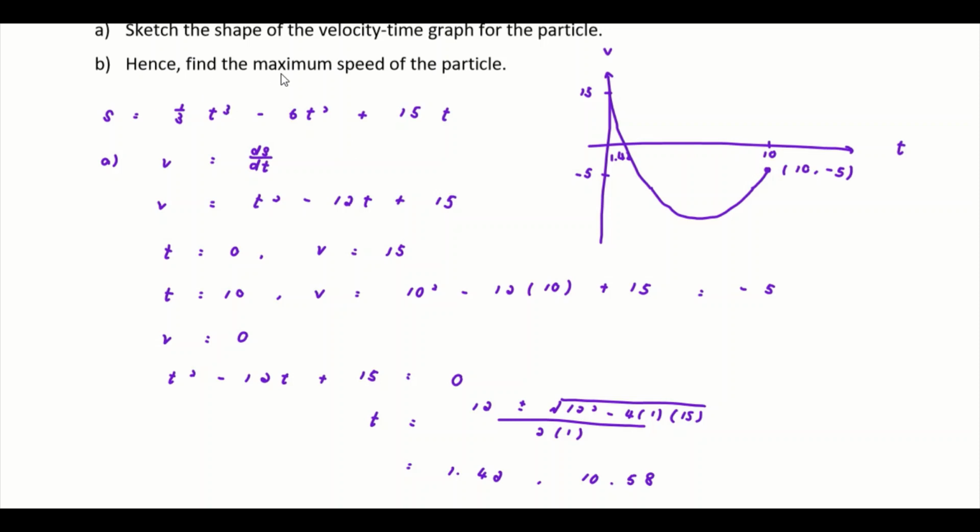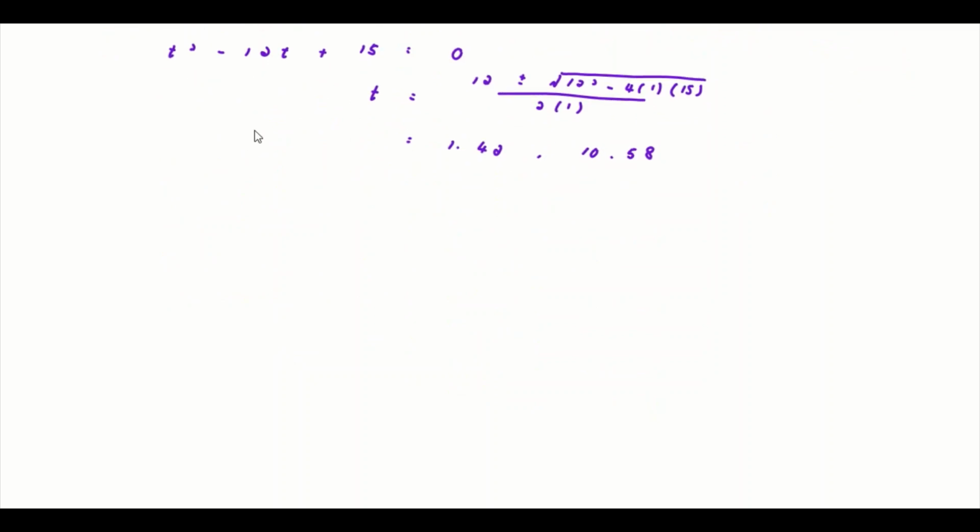Okay, so B, hence find the maximum speed of the particle. Actually for this question, you have two ways to do this. The first thing is because you have this graph, you can imagine that the maximum speed happens either here or here. The maximum speed we talk about is regardless of whether it's positive or negative velocity. So the first approach is by using the quadratic equation. This is basically the minimum point. How can we find that? We can do it by completing the square.